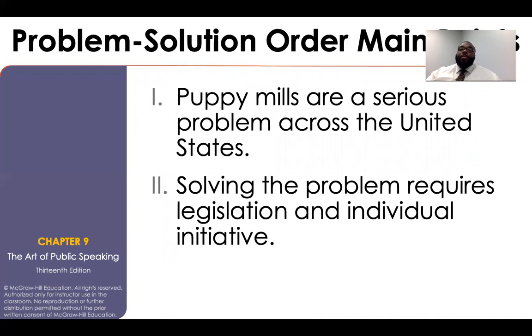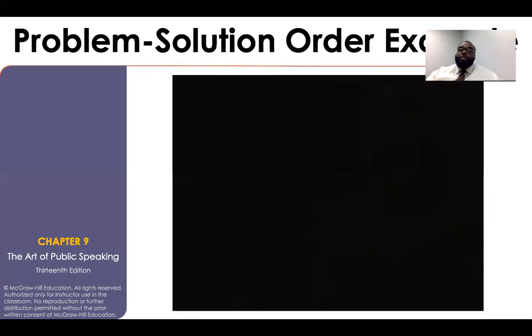For example, puppy mills are a serious problem across the United States. Problem. Solution is solving the problem requires legislation and individual initiatives. Note that when you present this solution, there will be several subheadings to justify or to elaborate on what legislation and individual initiatives might be incorporated.